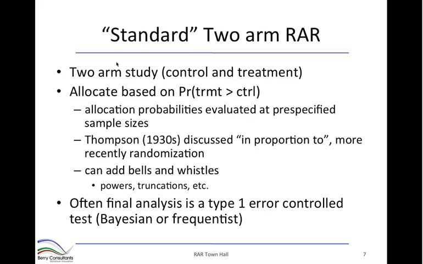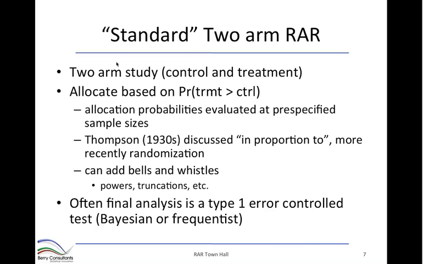A two-arm study, the typical standard RAR design has a control and treatment. We do allocation based on the probability the treatment is beating the control. That potentially allows us to unbalance in favor of the treatment. So we may start off 1-to-1, and by the end of the study, we're allocating 80-20 or 90-10 or even close to 100-0 if you were to allow that.